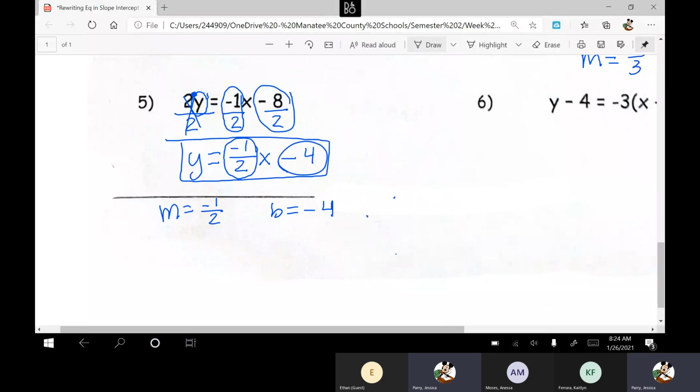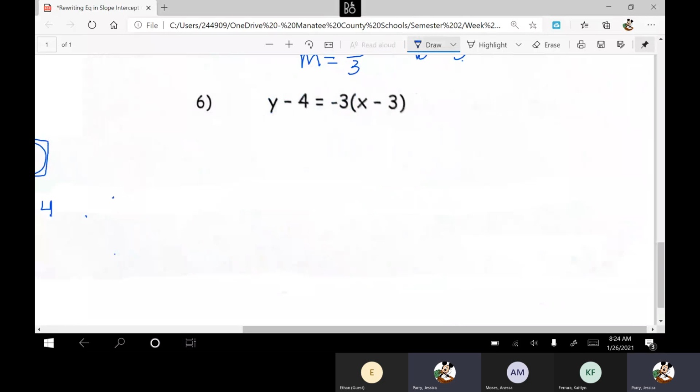Number 6, last one all together. So our goal was to get the variable y all by itself. We need to move this negative 4 to the other side, but before we do that, look over here. We have the parentheses that we need to get rid of first. How can I get rid of these parentheses? What is this property called? It starts with a D.